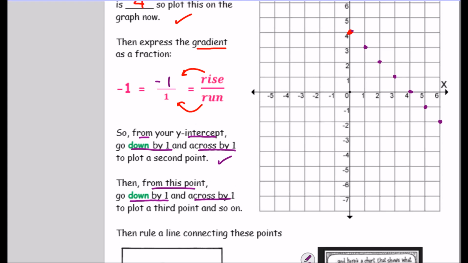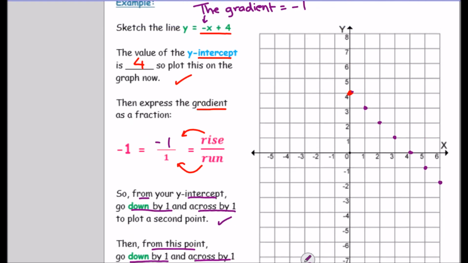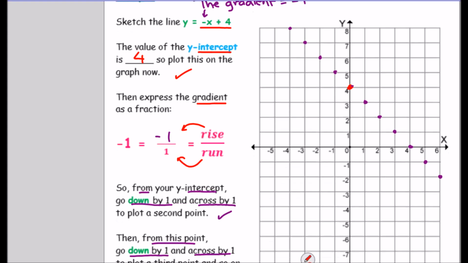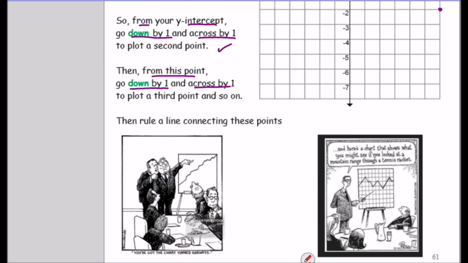And remember, from the y-intercept in red, we could also have gone up by 1 and backwards by 1, up by 1, backwards by 1. See, it just follows the pattern. Brilliant. Now let's rule a line and connect these all up, as I remind you to do down the bottom. So then I rule a line, connecting these points.